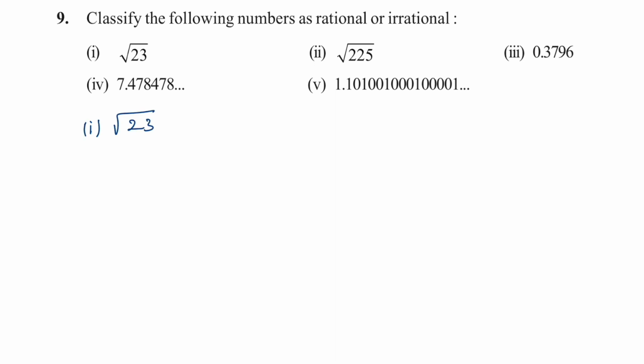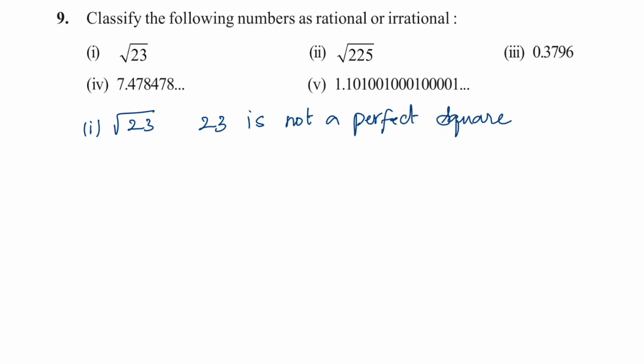Now, root 23 is irrational. Why is that? 23 is not a perfect square. Sorry, I'm not sure if you are able to understand this. I'll write it again. So 23 is not a perfect square.